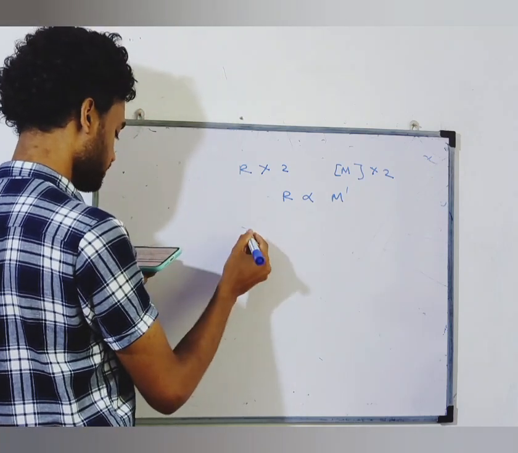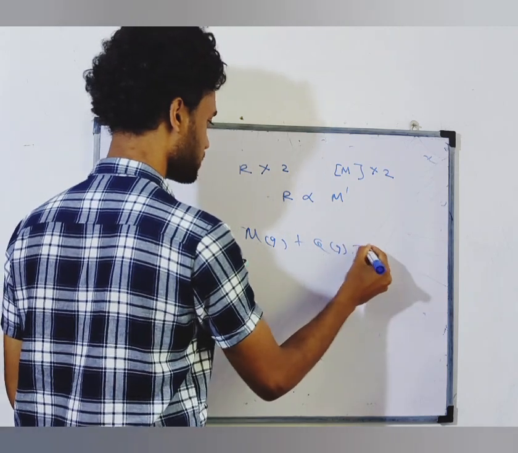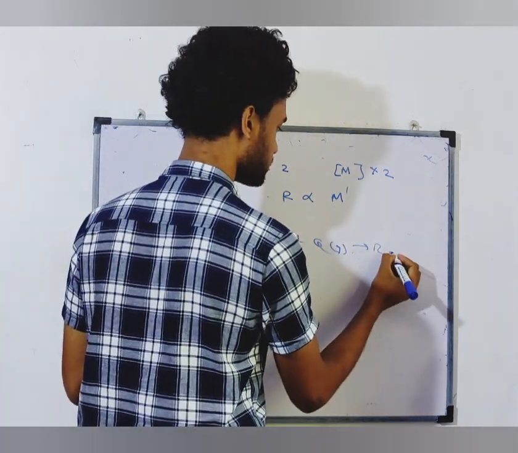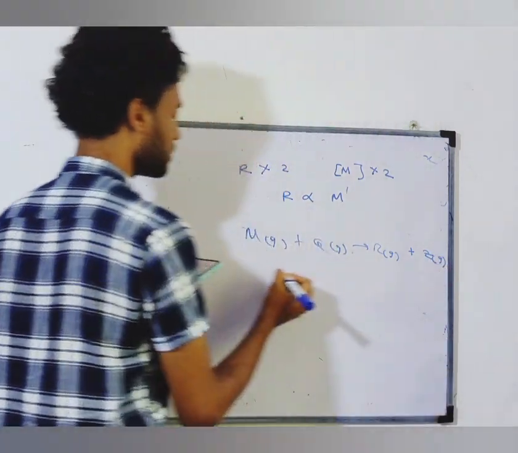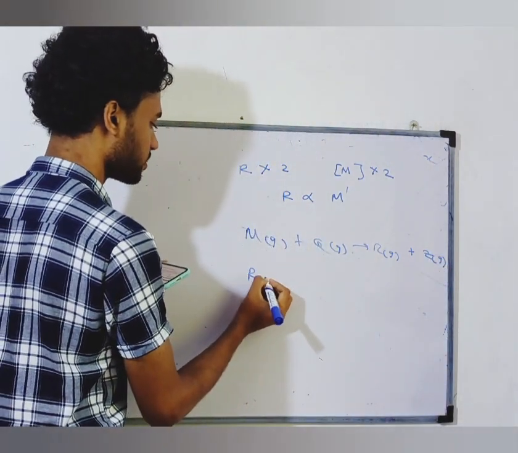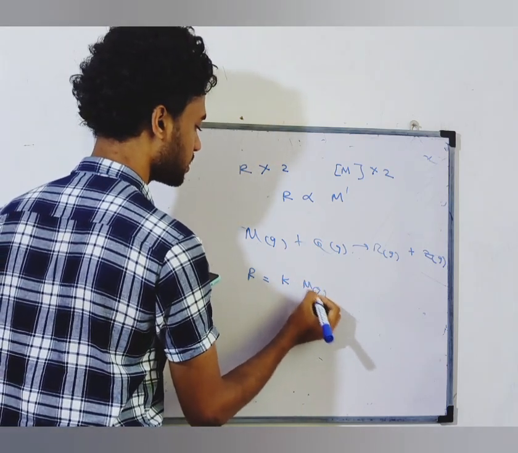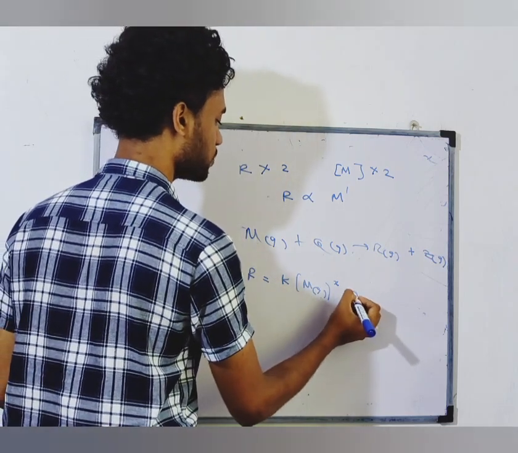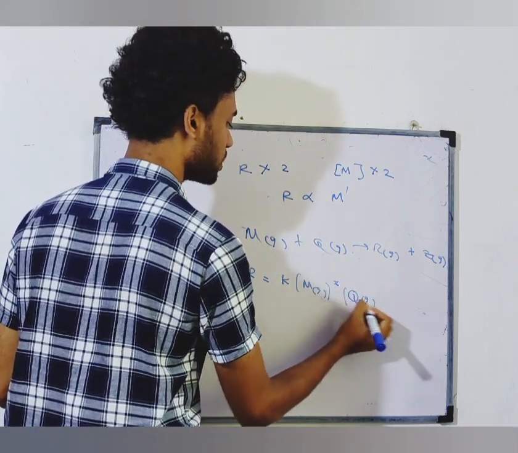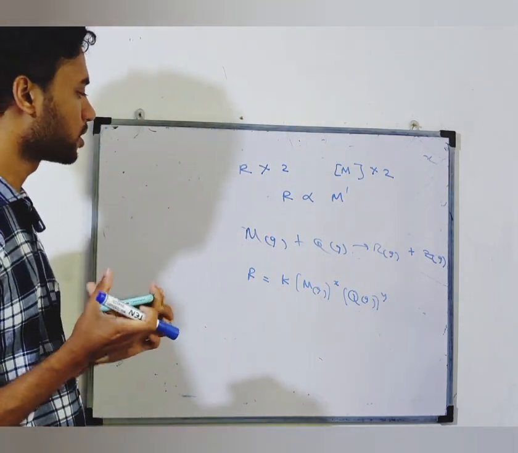Now let's look at this equation first. M gas plus Q gas produces R gas plus Z gas, right? Now I can write the rate like this. Rate is equal to rate constant K times M gas to its order X times Q gas to its order Y. Is that clear? Alright.